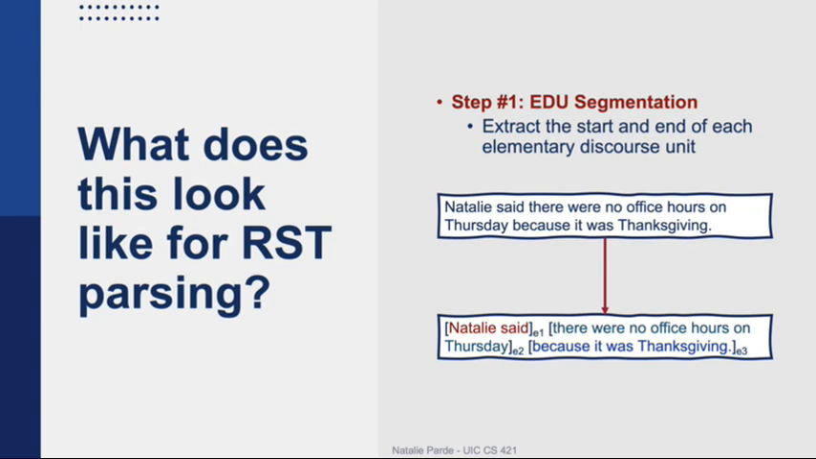The first step, in which the text is broken into meaningful units, is generally referred to as EDU segmentation. The discourse parser is concerned with identifying the beginning and end of each elementary discourse unit present in the text. In the example here, there are 3 elementary discourse units. Natalie said is one unit, there were no office hours on Thursday is another unit, and because it was Thanksgiving is a third unit.